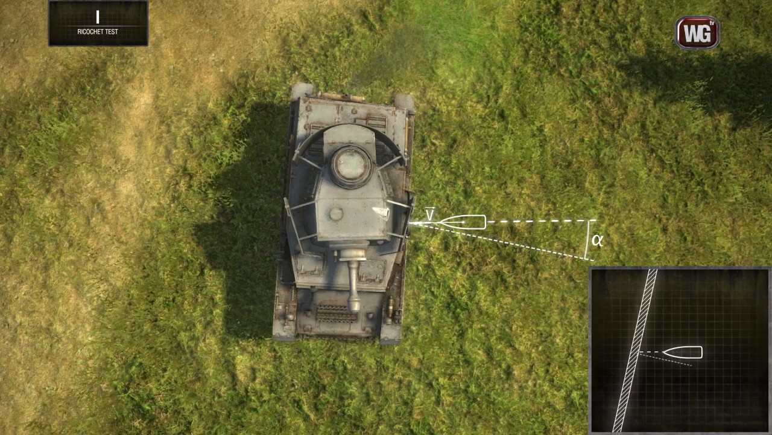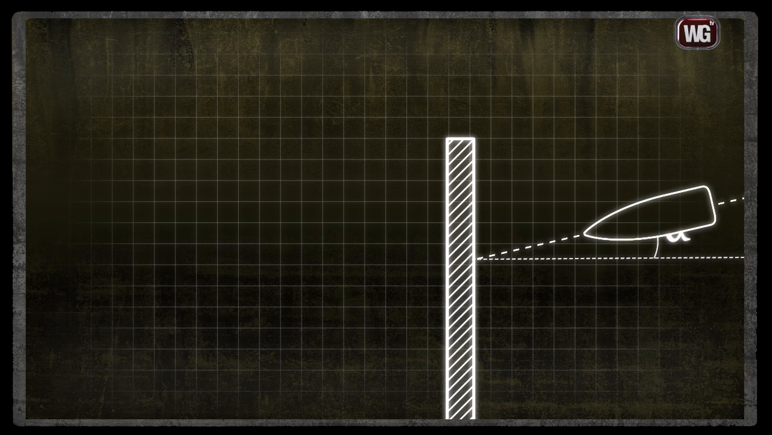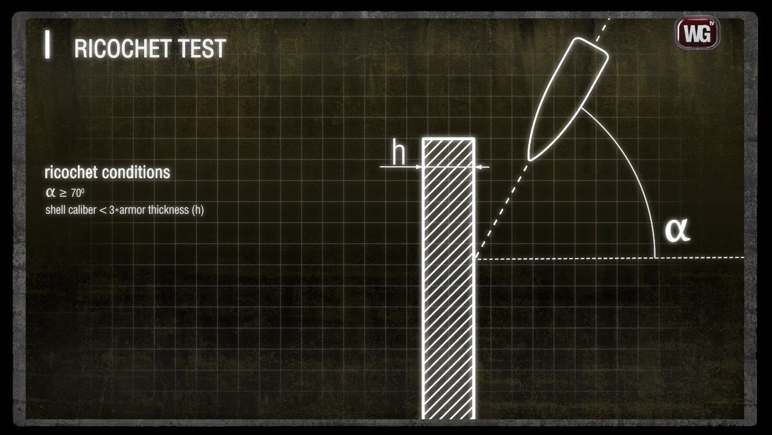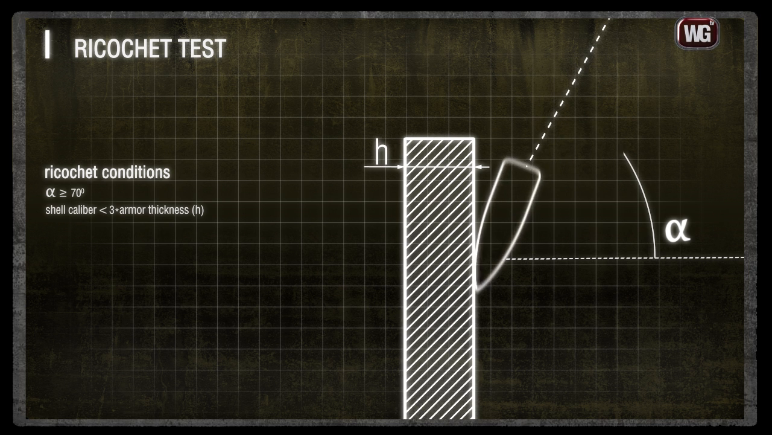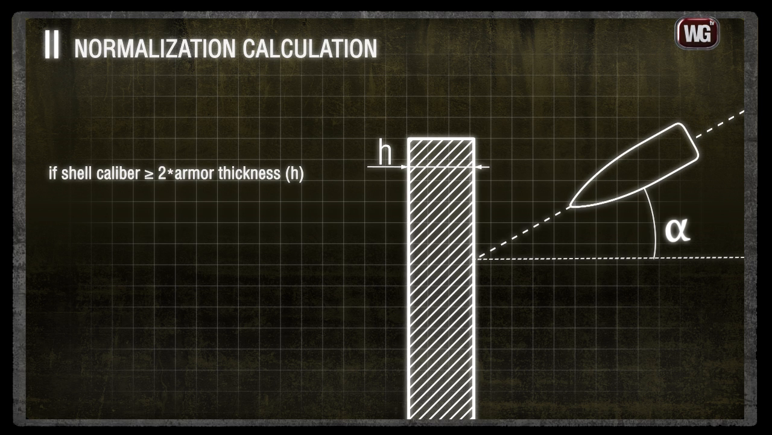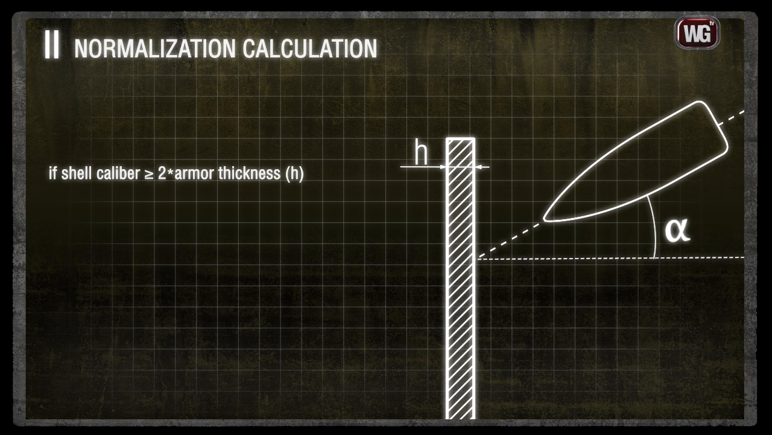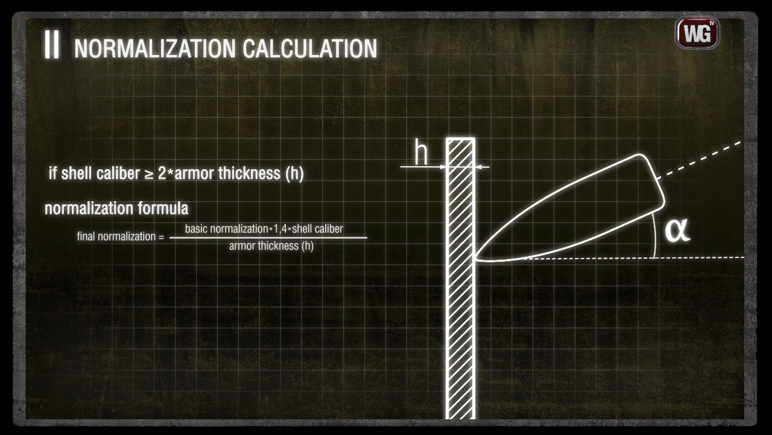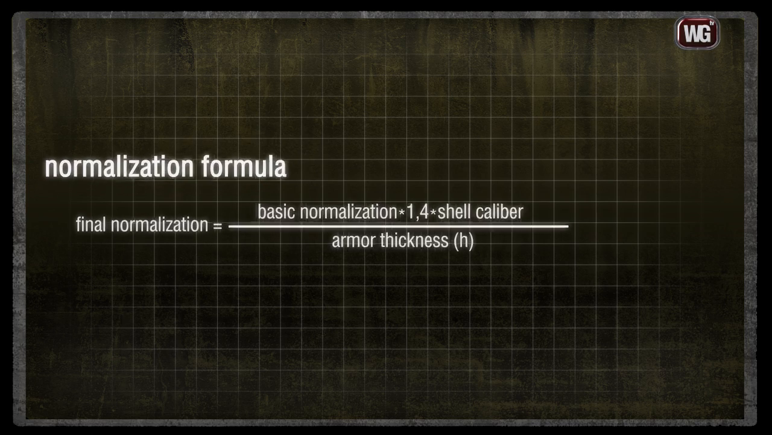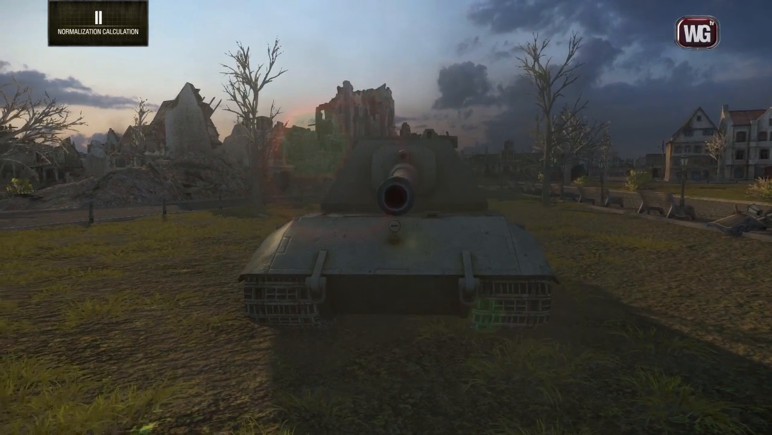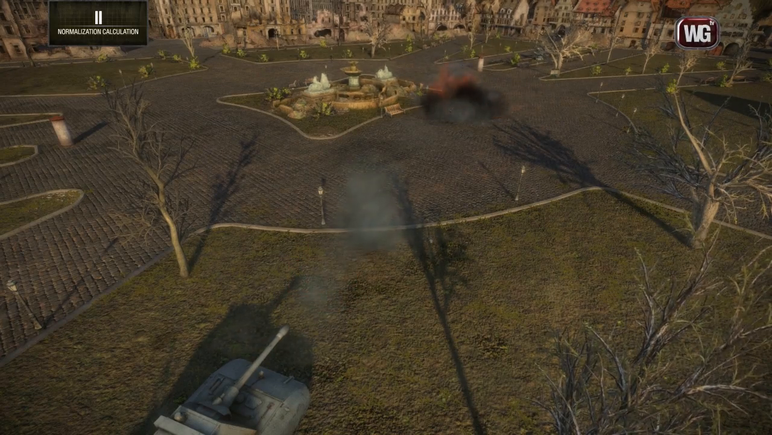Then the angle between the normal axis and the armor at the impact point is calculated. If this angle exceeds 70 degrees and the shell's caliber is less than triple the armor thickness at that point, the shell will ricochet. The second step. If the shell didn't ricochet and its caliber exceeds the armor thickness by more than 2 times, then the normalization value is increased for AP and Sabot shells in proportion to the ratio of shell caliber to armor thickness according to the following formula. As you see, if a shell is of much greater size, it will penetrate the armor easier.